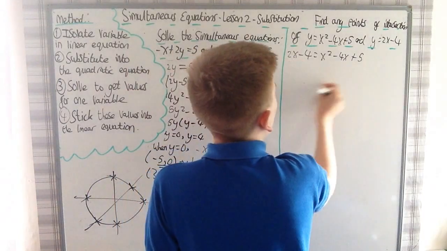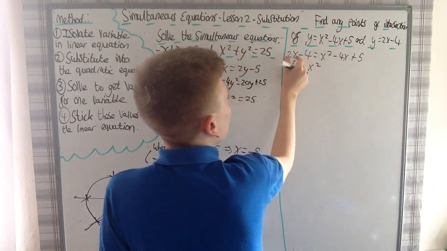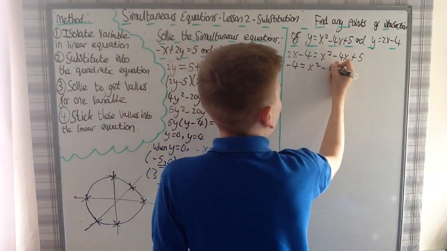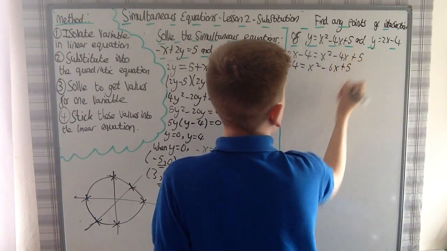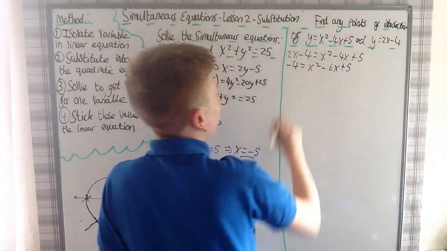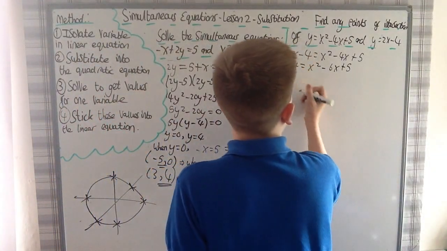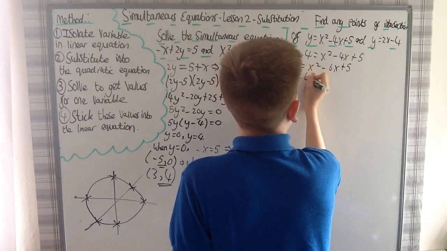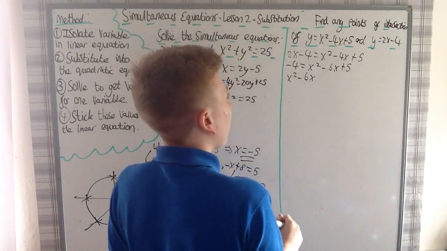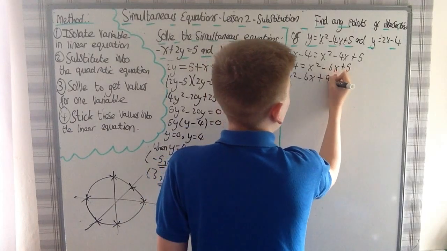Well, moving the 2x across, we get minus 4 equals x squared. Now minus 4x, this is going to become minus 2x. Minus 4x minus 2x is minus 6x plus 5. And finally we get this in the form where it equals 0, so we can solve it using factorisation. So we get x squared minus 6x plus 5. This minus 4 is going to become a positive 4 when we move it across. Positive 4 plus 5 is positive 9. And this equals 0.